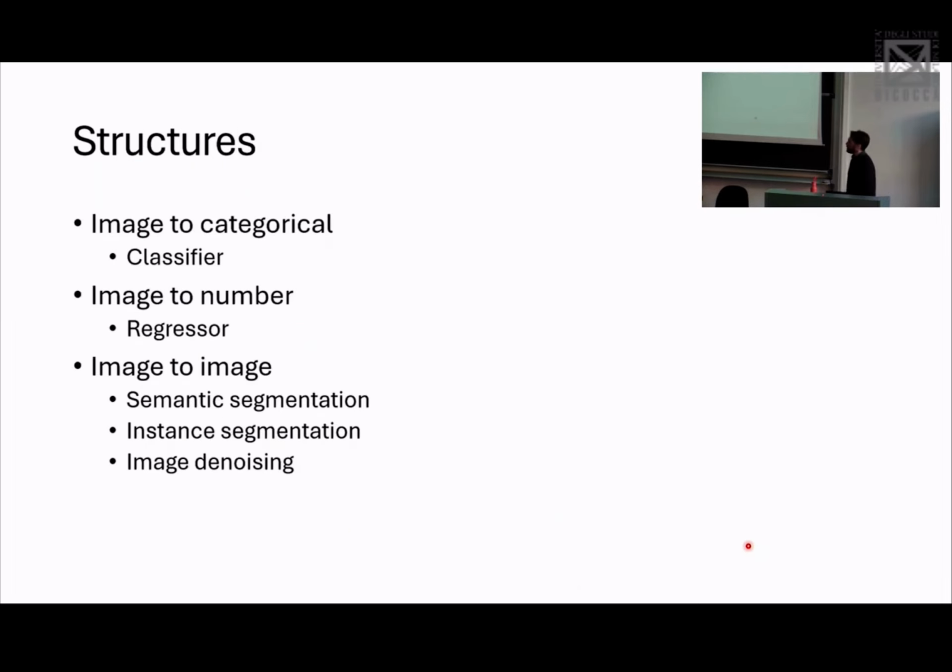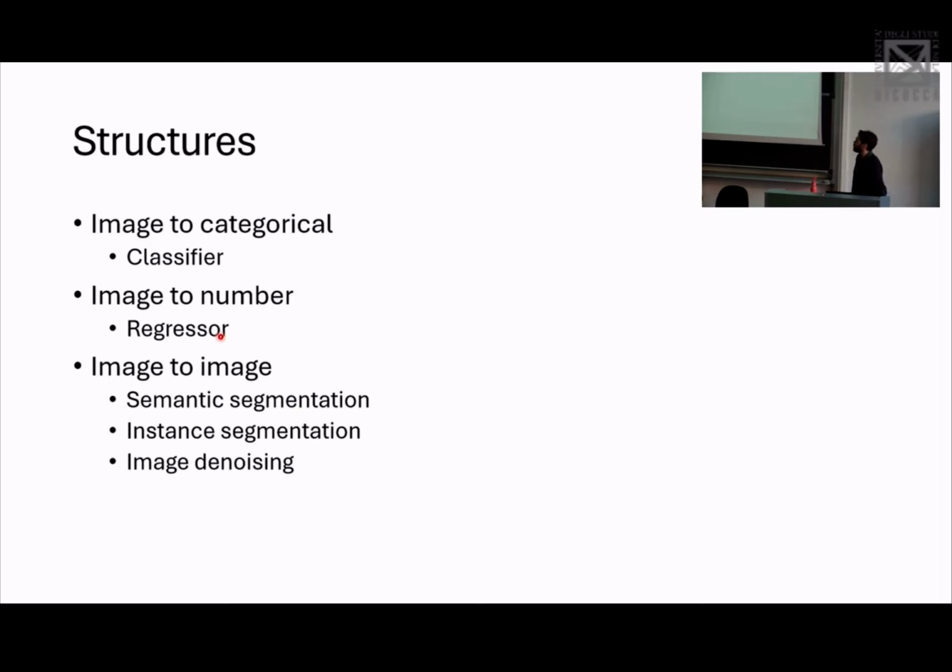How can you use it? As image to categorical output, or image to number if you want to do a regressor. And you can also do image to image. You can do semantic segmentation, instance segmentation, or image denoising. We have defined these two before. This one will be pretty trivial to understand how to build.